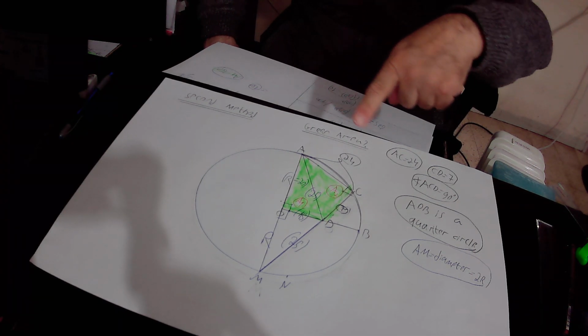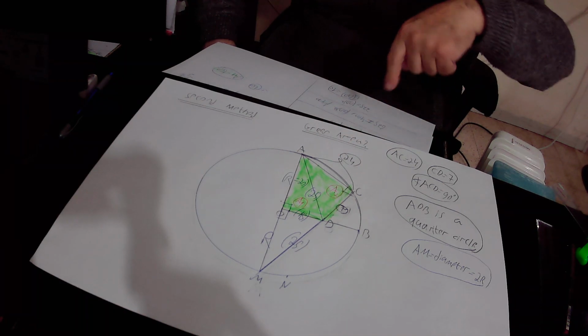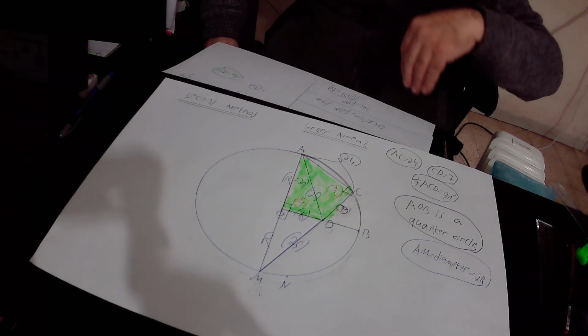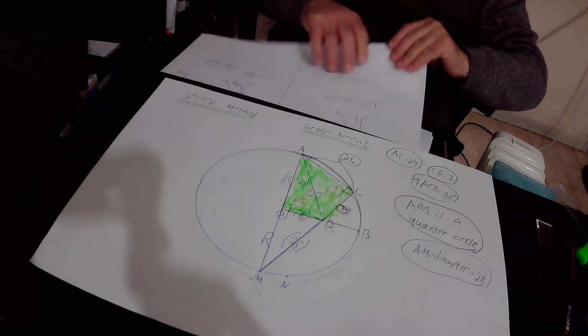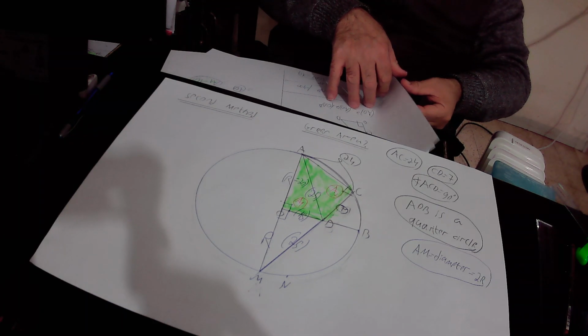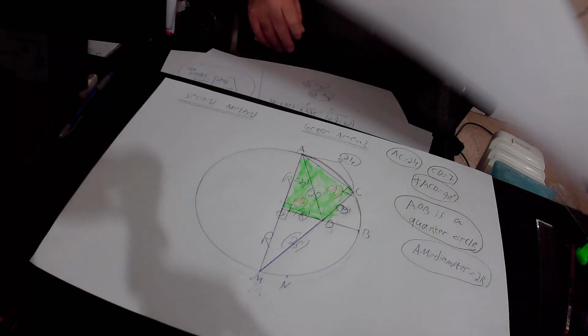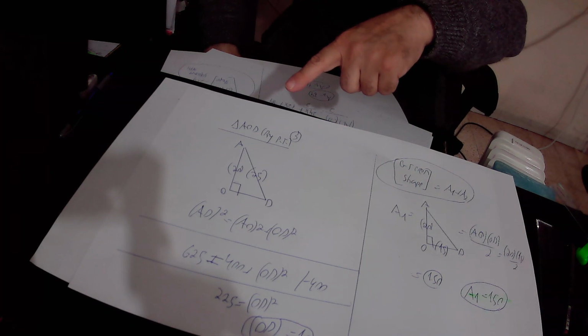So I copied the right triangle ACM onto a new page and implemented in this right triangle the Pythagoras theorem. This is the right triangle ACM that I copied from the original diagram.